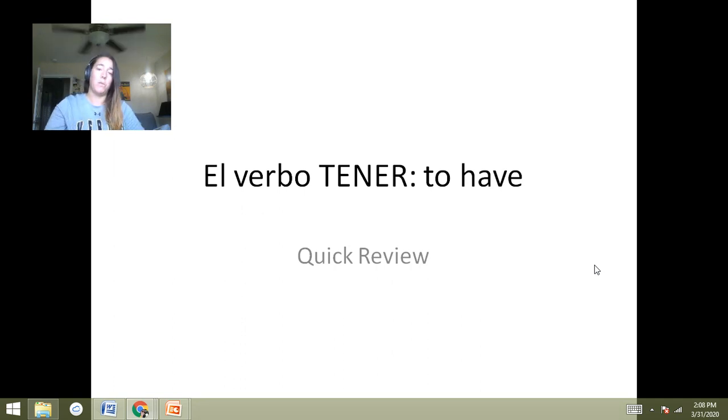This is the last verb that we learned before we went for break. So if you can go ahead and open up your Notability notes for tener and then a blank document to write your answers so that we can go over this on Thursday. All right, so tener, to have.